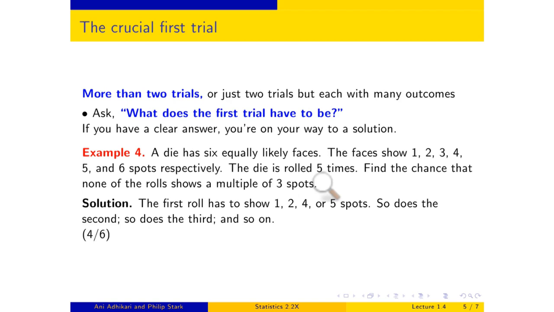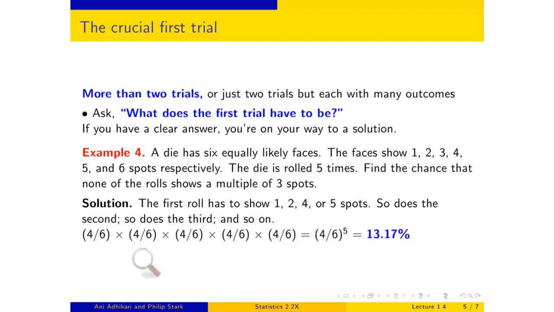So the first one, satisfying the condition, has chance 4 in 6. Now, of course, I want the second one to satisfy the condition as well. So it's going to be a fraction of that times what fraction? The second one has to satisfy the same condition. 4 in 6, and then times 4 in 6, then times 4 in 6, all 5. That's (4/6) to the power 5, and that's just over 13%.